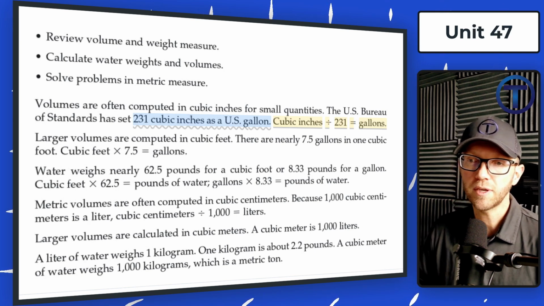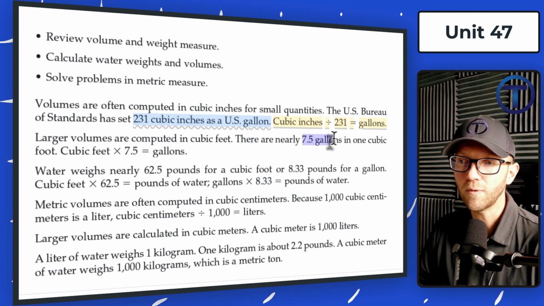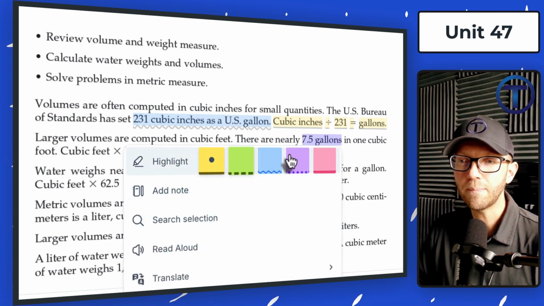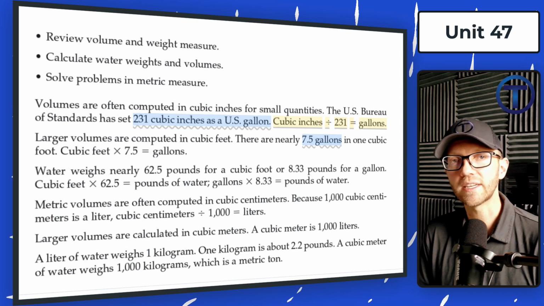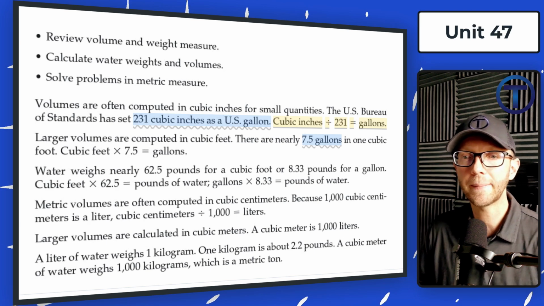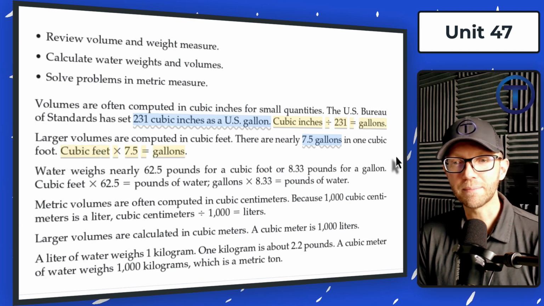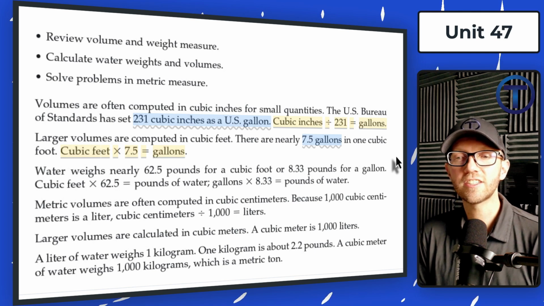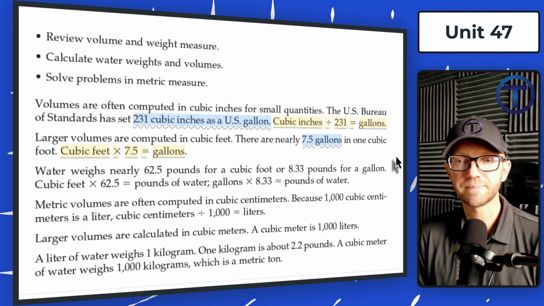Larger volumes are computed in cubic feet. There are, here's the number, hopefully you've heard this before, 7.5 gallons in 1 cubic foot. So if I have cubic feet and I want to know how many gallons, then I do cubic feet times 7.5 to get my gallons. Hopefully that one's a review. We've talked about it before.